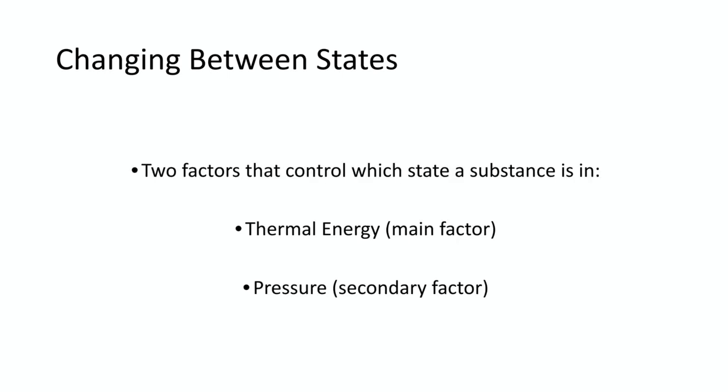All right. So this lesson is going to be about changing between the different states of matter. There are two factors that are going to control which state a substance is going to be in. The primary factor, or the main factor, is thermal energy. There's another factor called pressure, and that can also affect the state of matter. But this section's really just going to be about thermal energy.